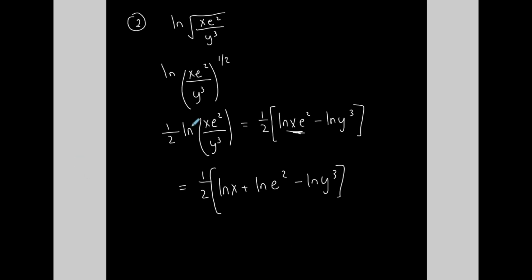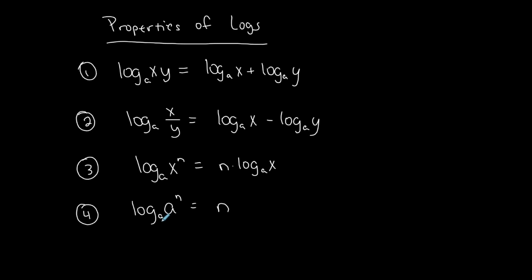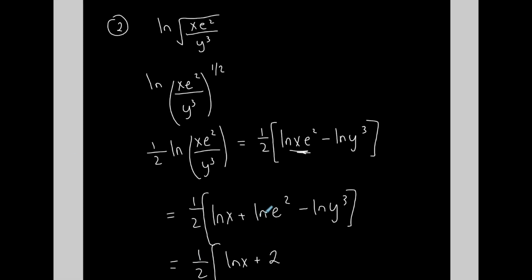So here, 1/2 ln of x plus. I can simplify this into just that exponent 2. Again, that's property 4, where the base of the log matches the base of the expression. It simplifies into the exponent. The natural log is base e. This has a base of e. So they match, so it simplifies just into the exponent.